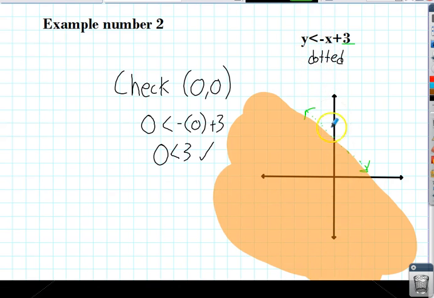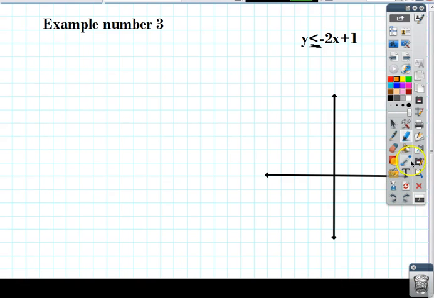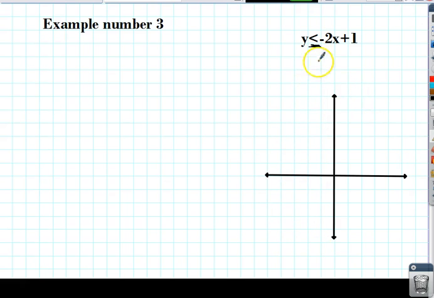Less than, below. All right, moving on. Y is less than or equal to negative 2x plus 1. Ooh, hold up. Hey, that is now going to be a solid line. Solid indeed. Why is it going to be solid? Well, because it's less than or equal to.